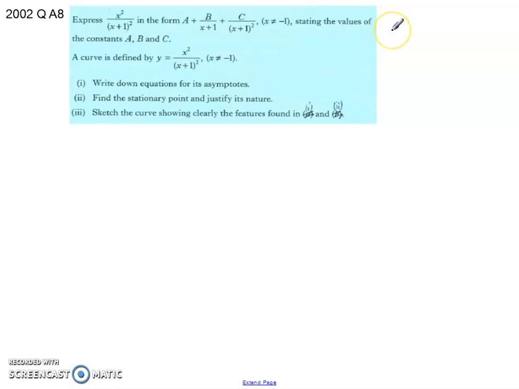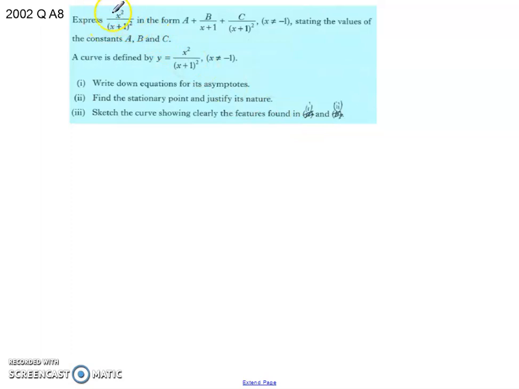Firstly it asks me to express x squared over x plus 1 squared in the form a plus b over x plus 1 plus c over x plus 1 squared, stating the values of the constants a, b and c. It's then telling me there's a curve defined by this, and I want to find the equations for its asymptotes, stationary point and nature, and then sketch the curve itself. Quite a common question to see come up at Advanced Higher level.